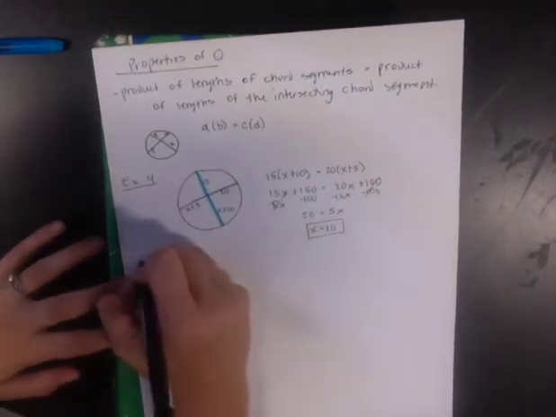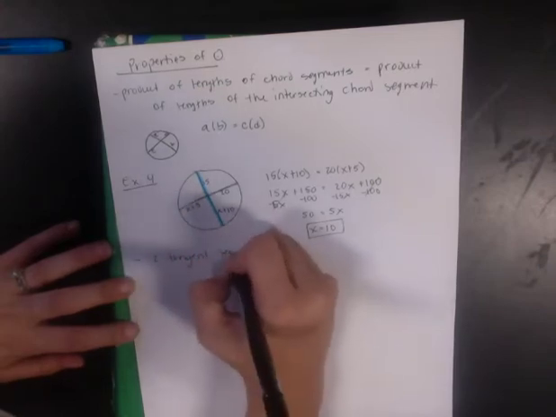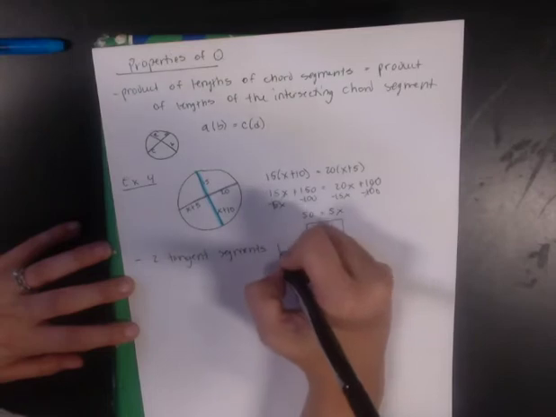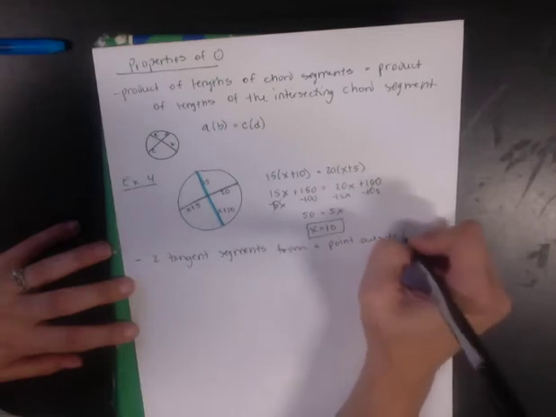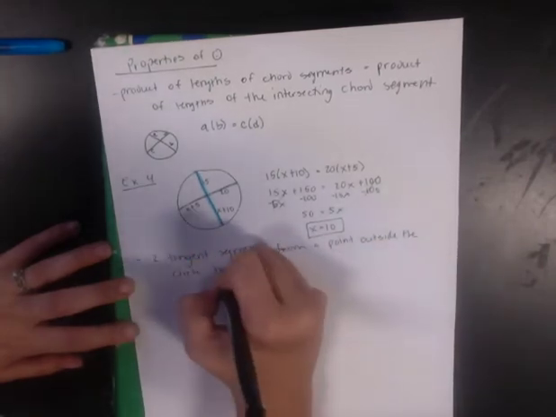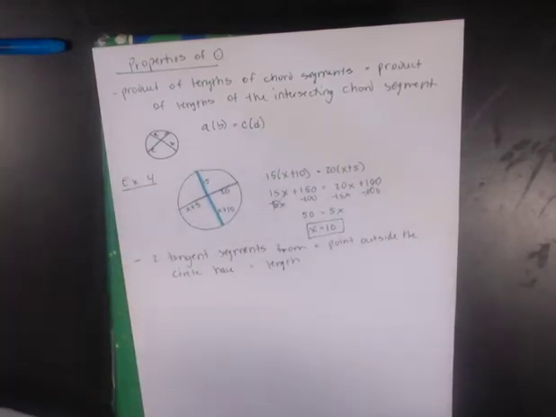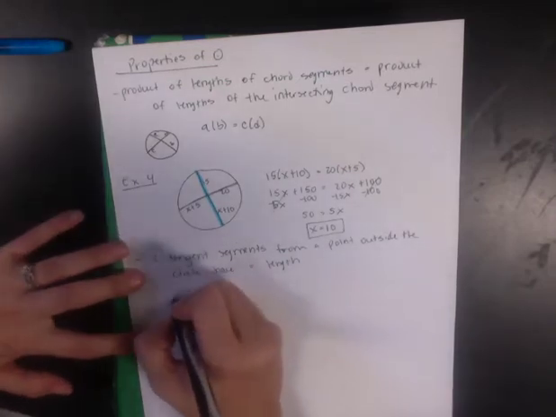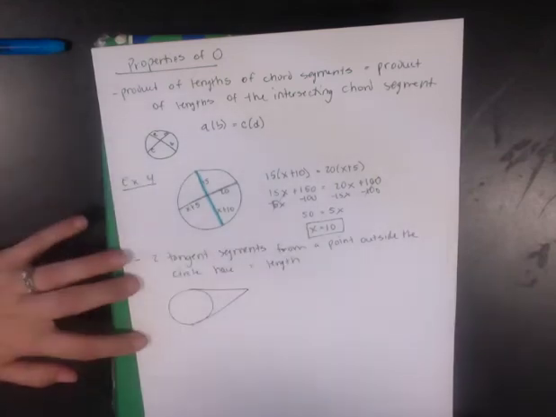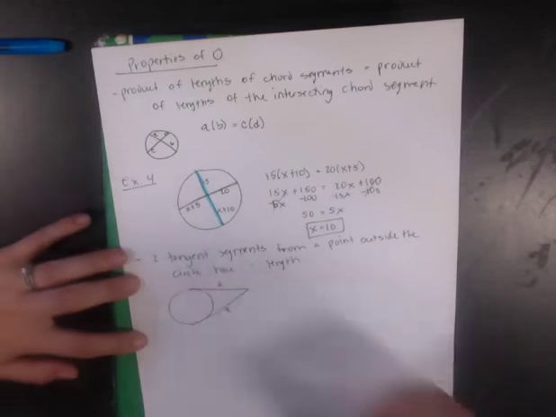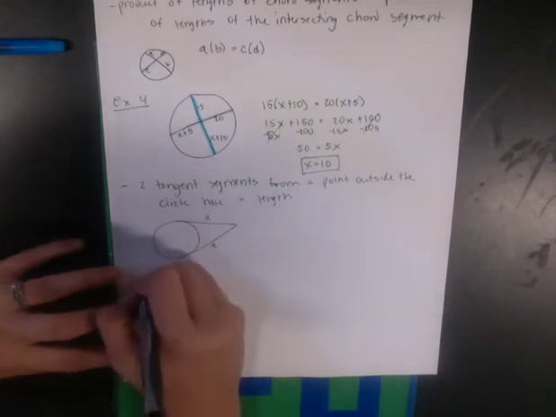Okay, another property of circles that we have is two tangent segments from a point outside the circle have equal length. Okay? So, that's a tangent segment. That's a tangent segment. They have the same length, A and A. So let's do an example with that.